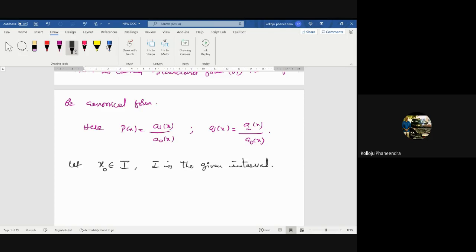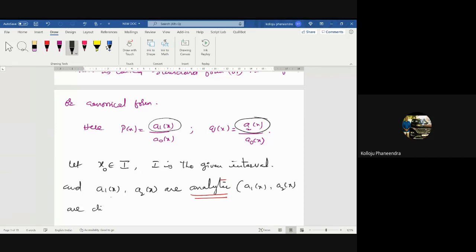And one more important point is that the a1x function and a2x function are analytic. What is the meaning of the term analytic here? You will get this in the next unit, complex variables. A1x and a2x are analytic. Analytic means that a1x and a2x are differentiable. Derivatives exist, that's it.